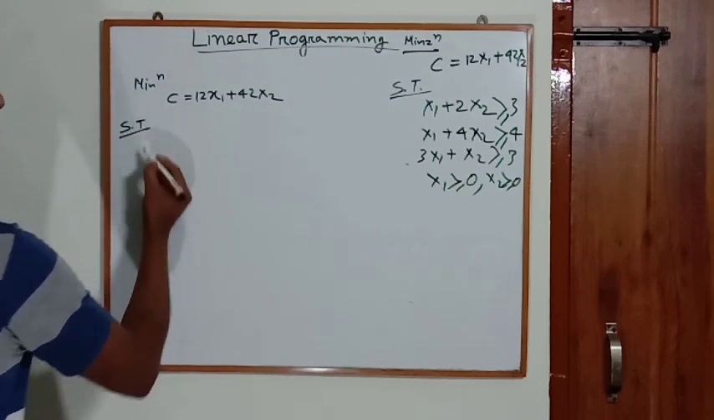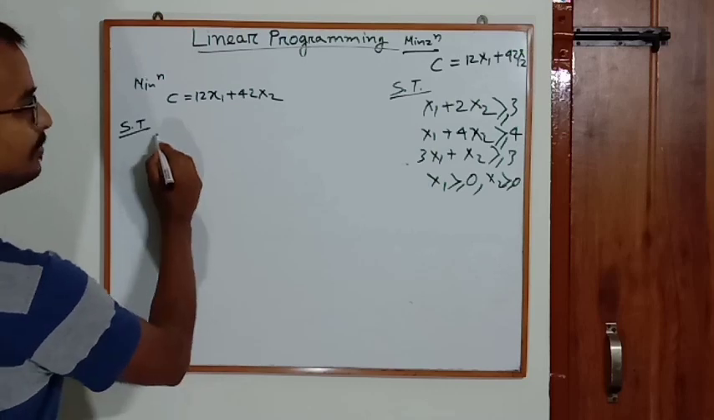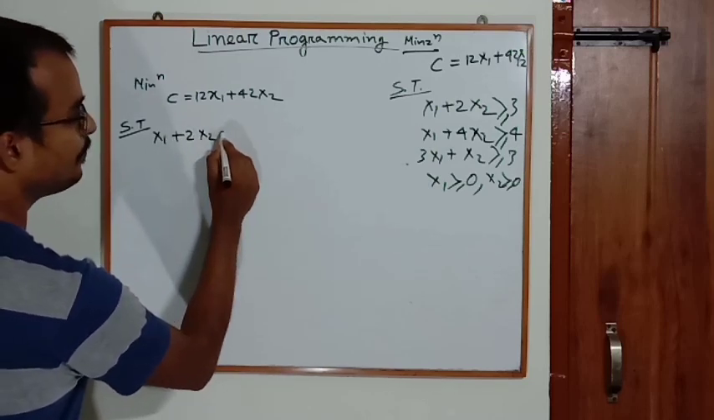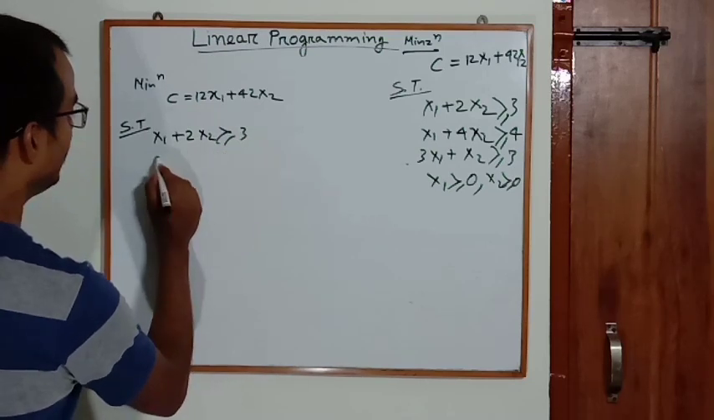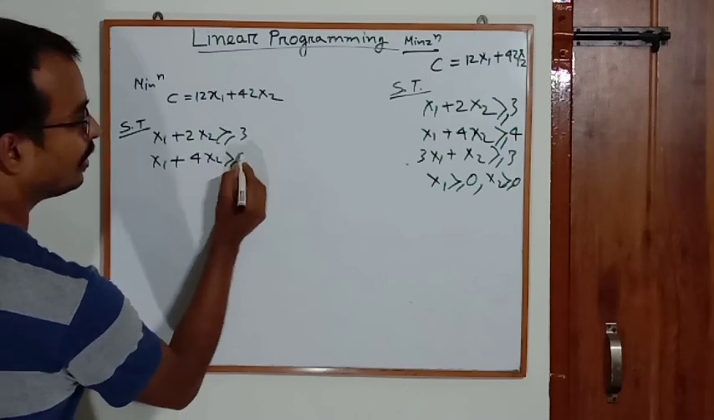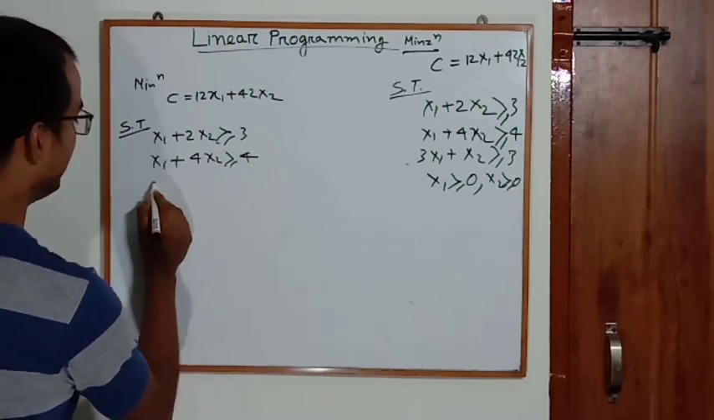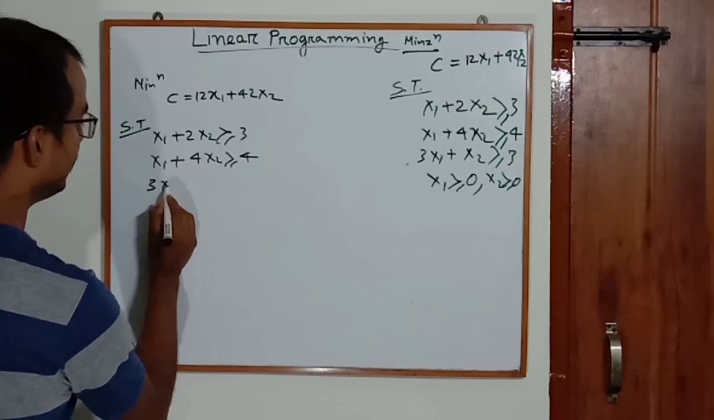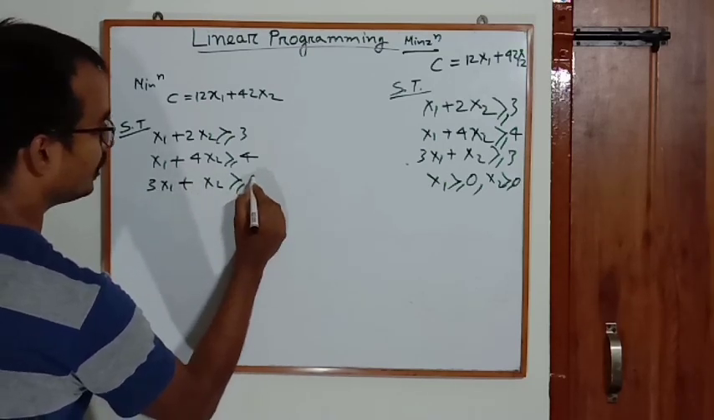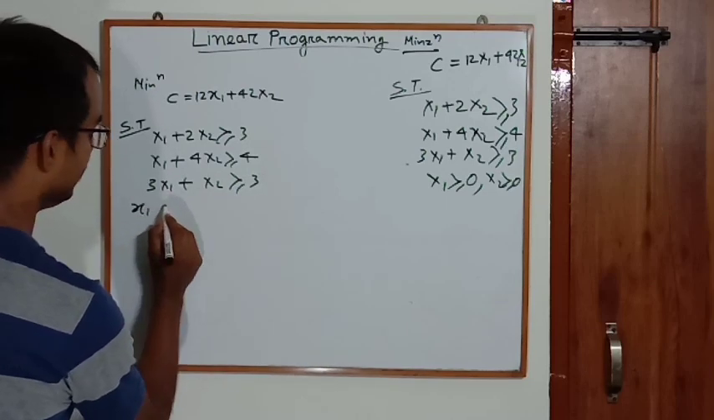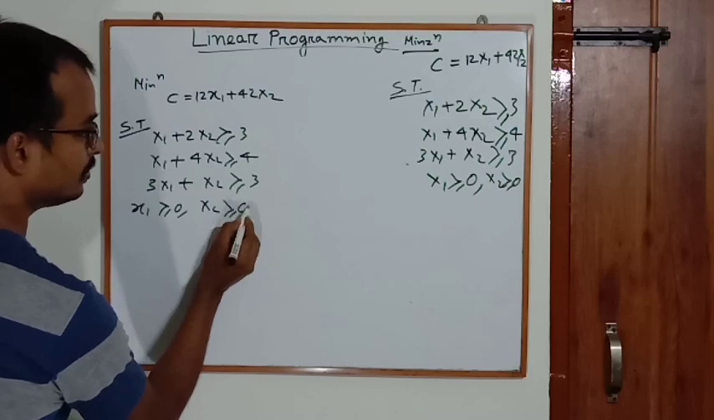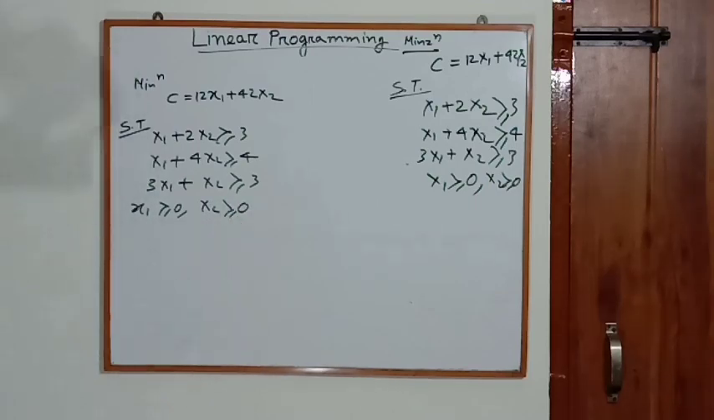Subject to x1 plus 2x2 greater than or equal to 3, and x1 plus 4x2 greater than or equal to 4, and 3x1 plus x2 greater than or equal to 3, x1 greater than or equal to 0 and x2 greater than or equal to 0. Okay, now I can erase this.